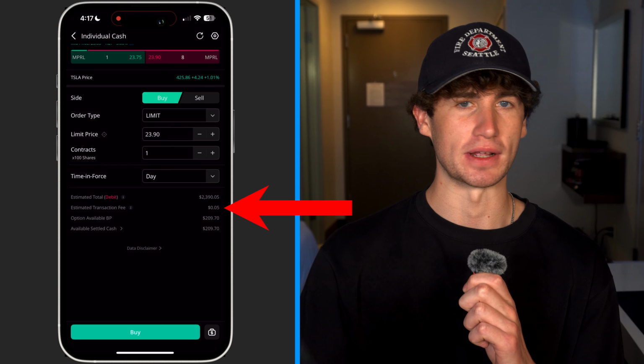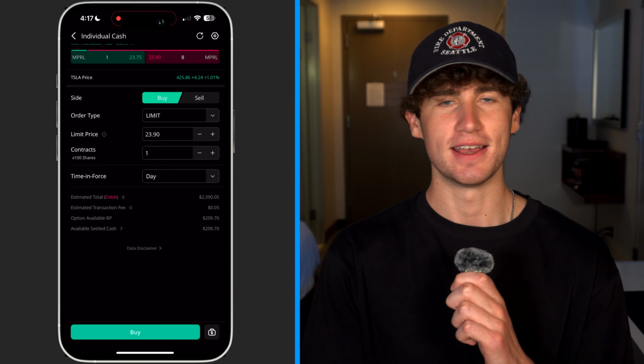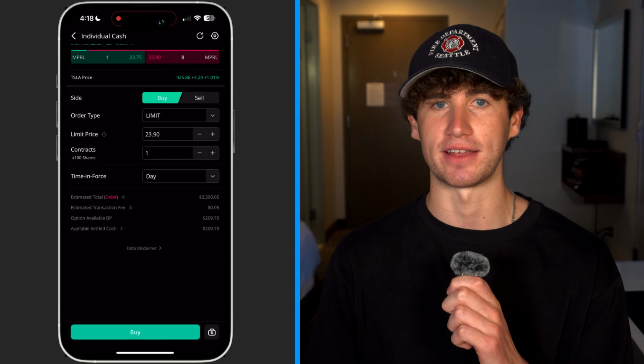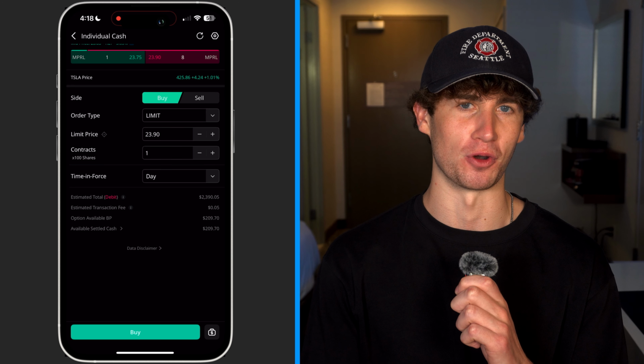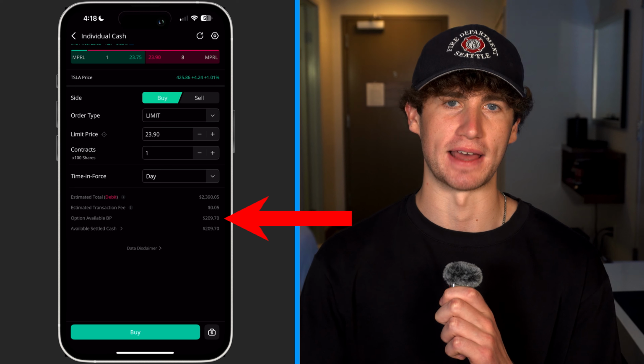You'll then see a transaction fee. Webull itself doesn't charge fees for stock and option trades. This is a regulatory fee everyone has to pay, no matter the platform. You'll then see your available buying power, aka the amount of money you have to buy this option.